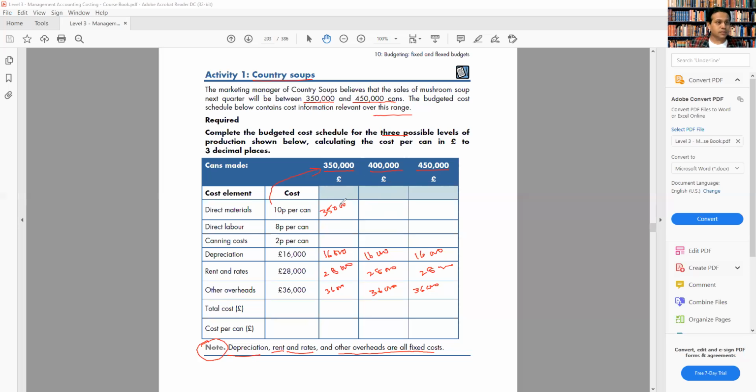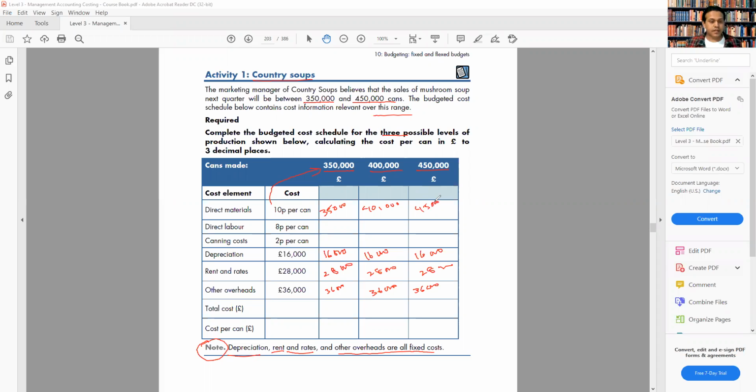Very good. So the next one, 400,000. How much will that be? 400,000 times 10 pence. That will give us the direct material cost, so I would say 40,000. Very good. And the last one, 450,000 times 10 pence per can. That will give us 45k, so I would say 45,000.